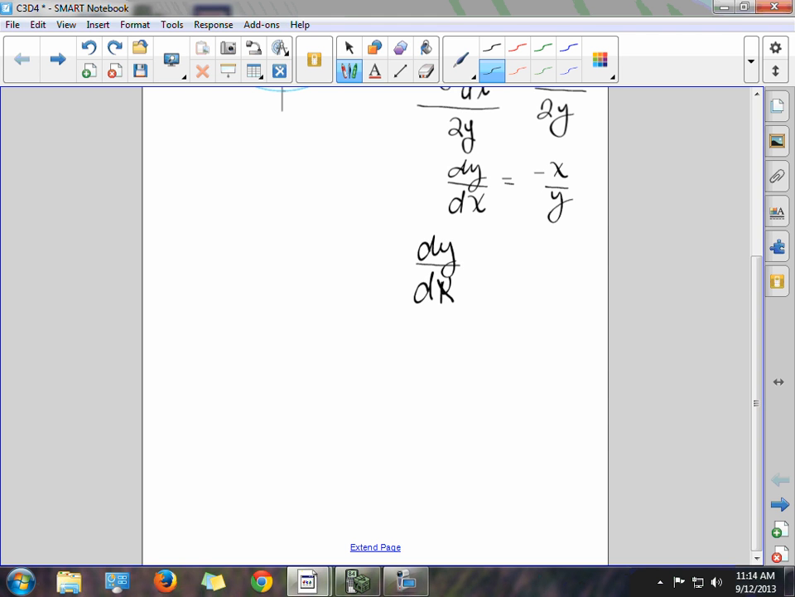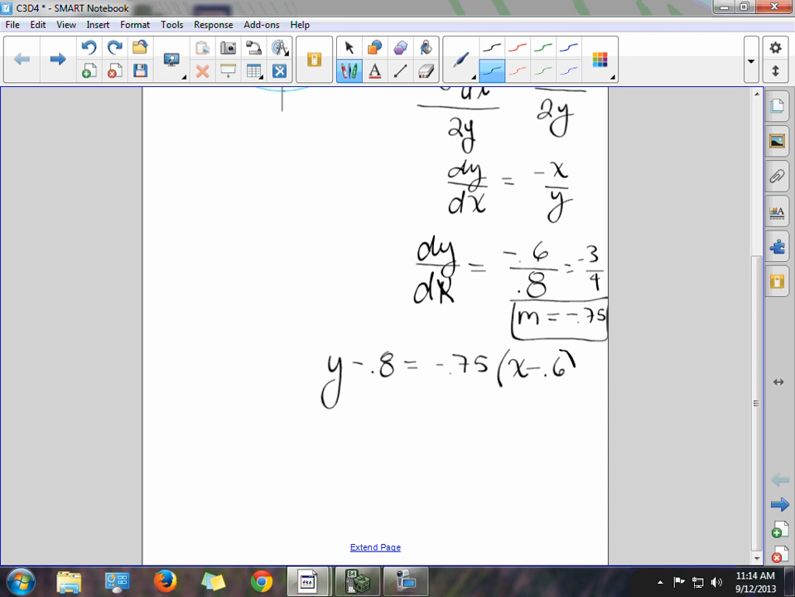Negative 0.6 divided by 0.8, and I get negative 3/4. Since these were given to me in decimals, I'm going to leave this as negative 0.75. Right, so now I know my slope. This is m. And now I just want to plug everything into my point slope formula. So this is going to be y minus 0.8 is equal to negative 0.75 times x minus 0.6. And you have your equation.